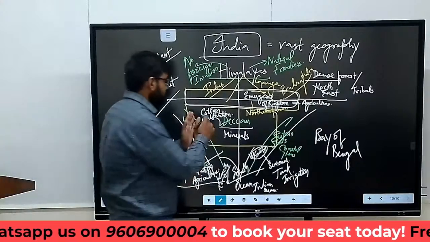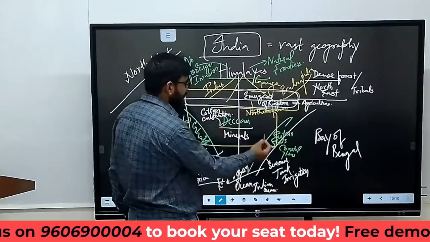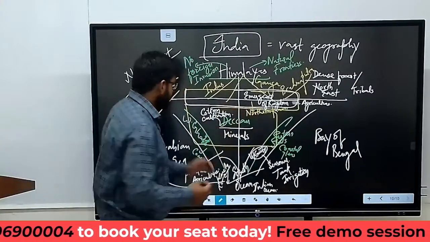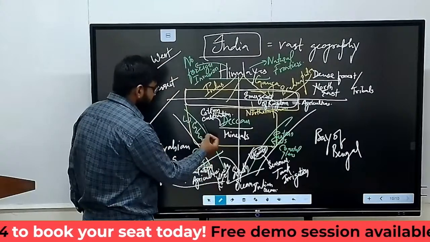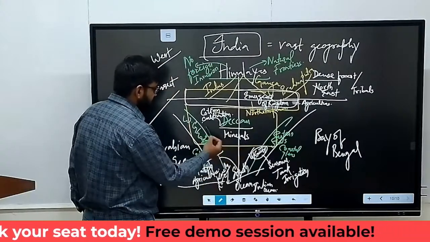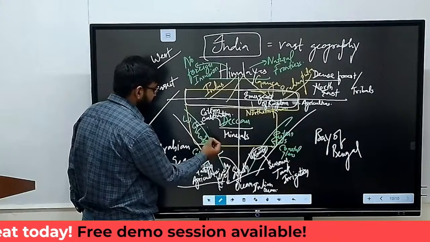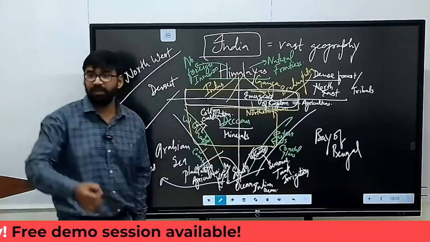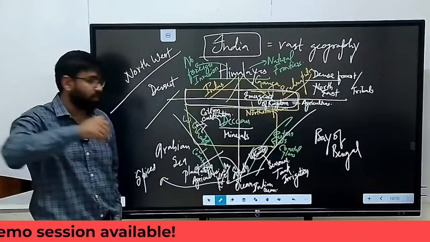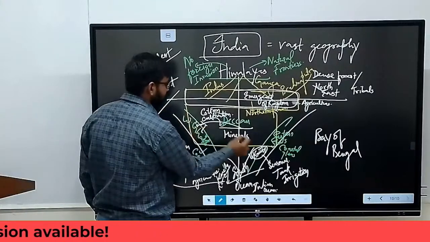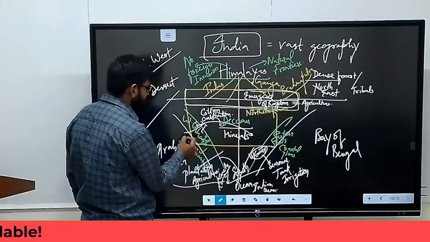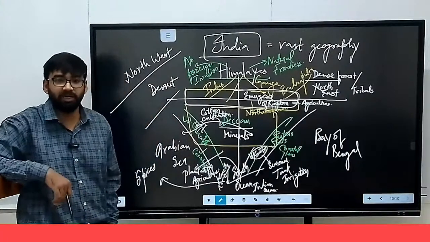Now, the way from Western Ghats to Eastern Ghats. How to enter from Eastern Ghats to Western Ghats? So there are some passes in Western Ghats through which they are connected with these regions and with coastal areas.